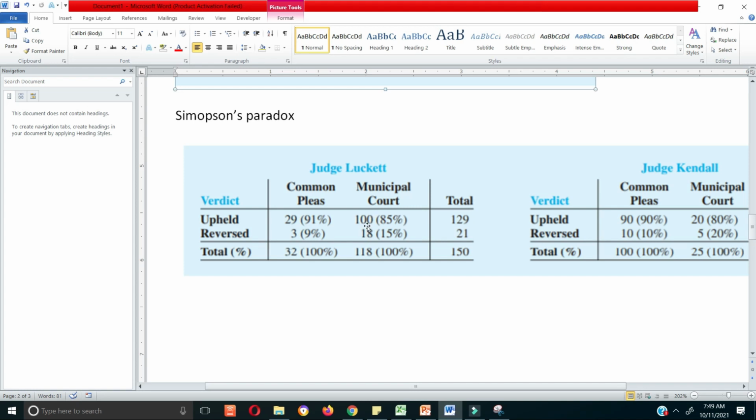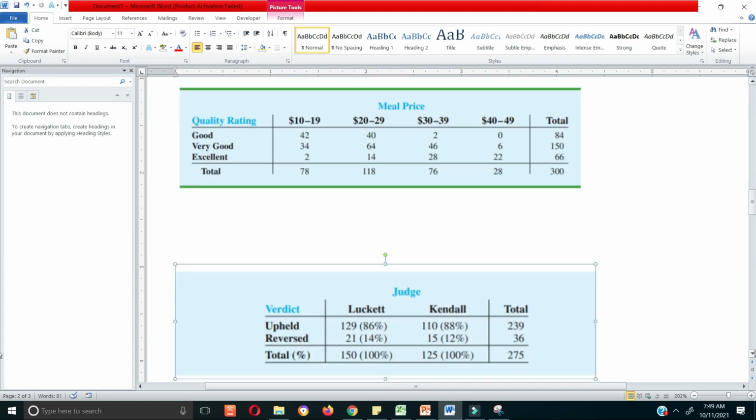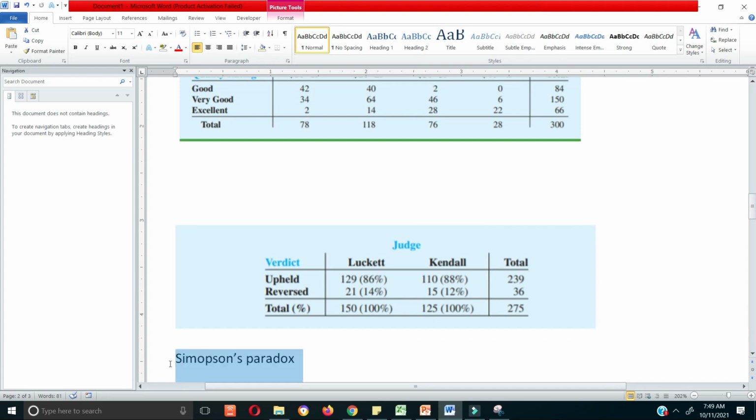But his rate of reversal is actually a lot lower, because if you look at Judge Kendall, for instance, his rate of reversal in the municipal court is around 20-25%, and Judge Luckett's reversal rate in the municipal court is only 15%, because there are 18 out of 118 cases. So Judge Luckett is actually the much better judge. When you observe this kind of effect, it's called Simpson's paradox.